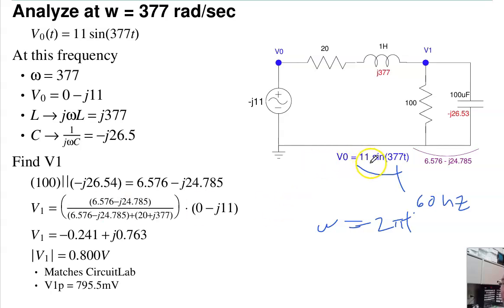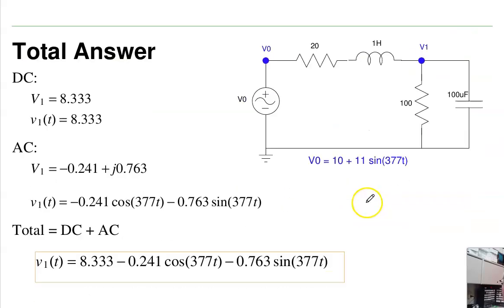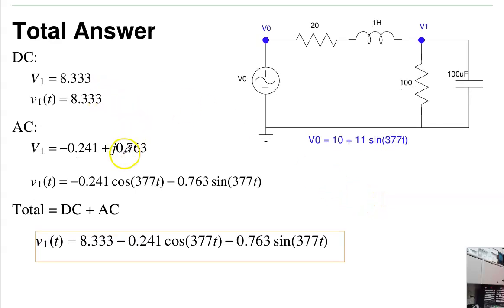And the reason for peak is this is the peak voltage. If the input is in units of peak, the output will be in units of peak voltage. The total answer then is DC plus AC. So here's the DC term, what that represents. Here's the AC term, what that represents. Again, real part is cosine, minus j is sine. The total answer is the sum of the two together.